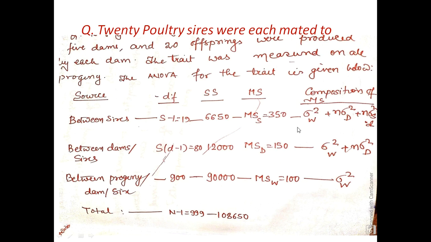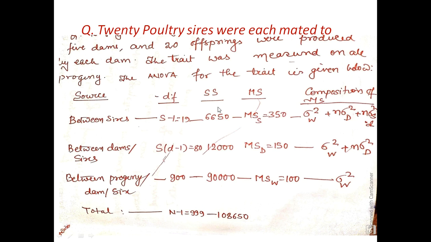ये full sib correlation analysis का ANOVA है. This is the ANOVA for full sib correlation. As you can see, in case of full sib, because there are two components of variation, between sire and between dam, and it is between progeny per dam per sire. This is the error component and this is the total. For the degrees of freedom of this, we will have to subtract this minus this plus this. You see, 999 minus 80 plus 19 will give you 900.